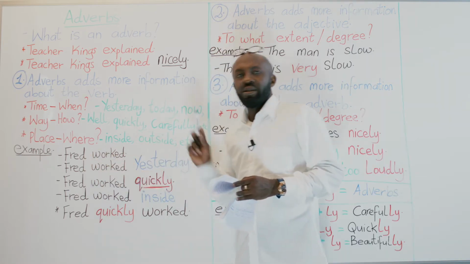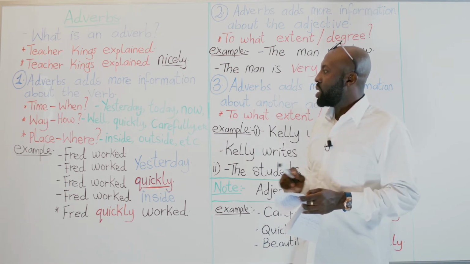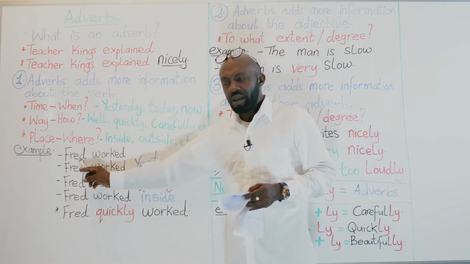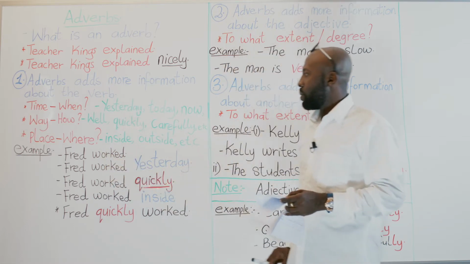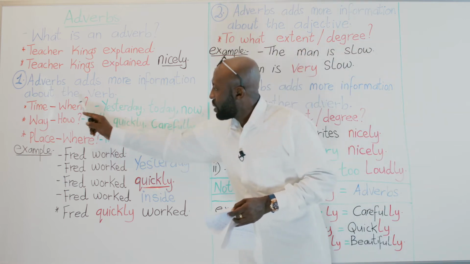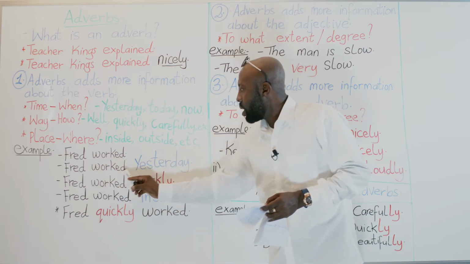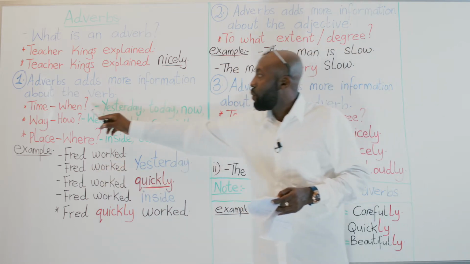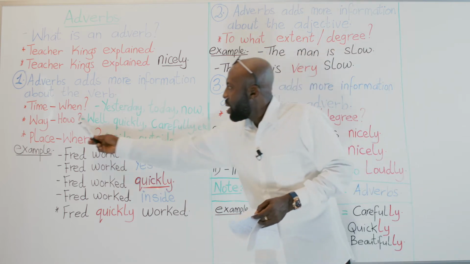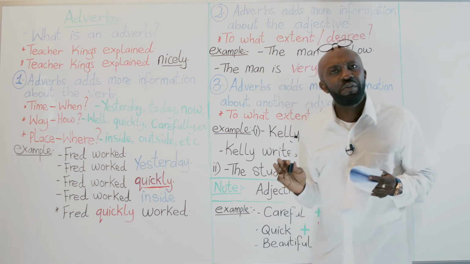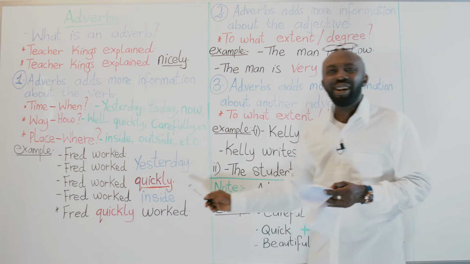Fred worked. This is a simple sentence with a subject, Fred, and a verb, worked. Now, when did Fred work? Fred worked yesterday. That is when, yesterday. How did Fred work? Fred worked quickly.